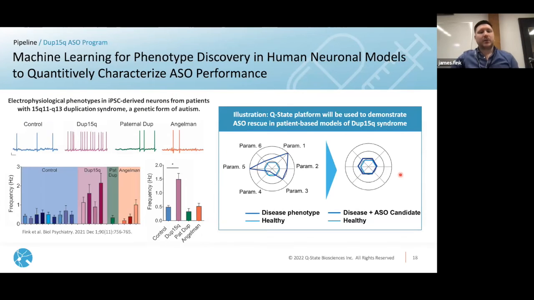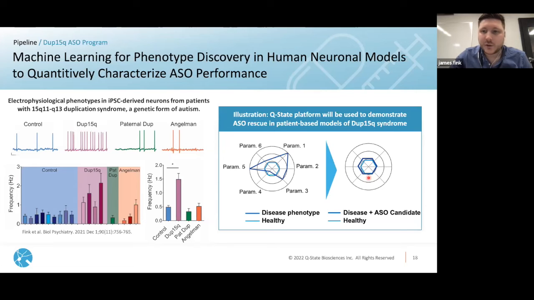Finally, this is some of my own graduate work. It's pretty serendipitous that I've been able to still work on DUP15Q. I spent my graduate degree at University of Connecticut understanding the functional phenotypes of DUP15Q syndrome using iPS-derived neurons and established this hyperexcitability phenotype in these cells that's not seen in some other related diseases. The idea here is to use our platform, which I showed you is really well suited for understanding this neuron function to establish those disease fingerprints and use ASOs to rescue that multiparametric phenotype.